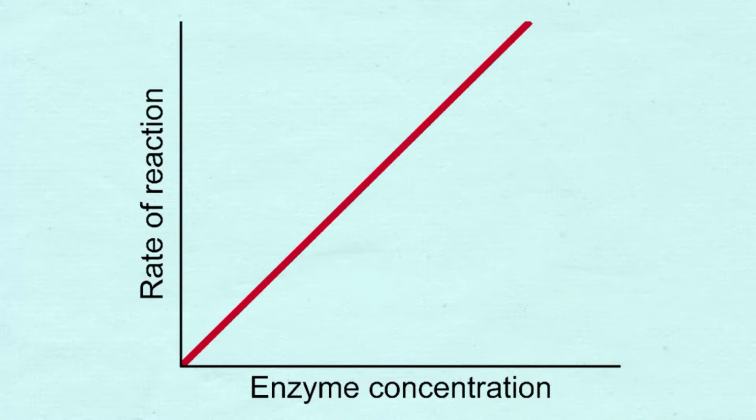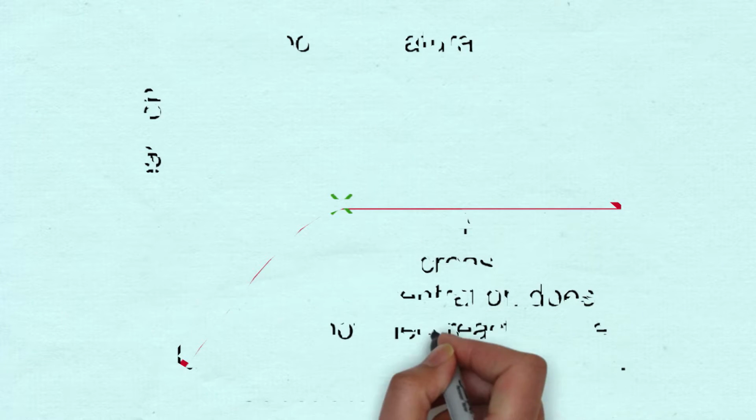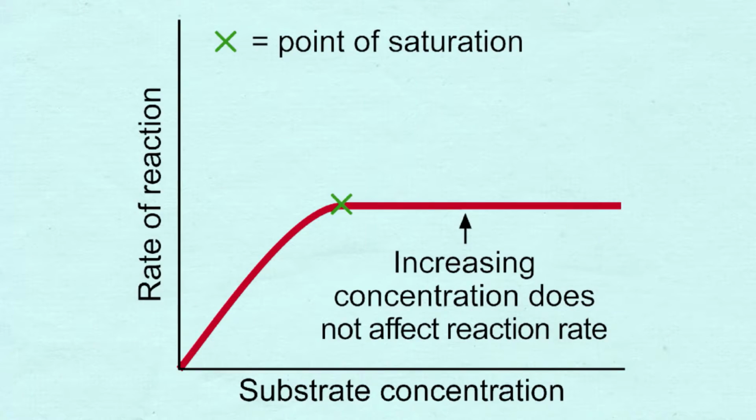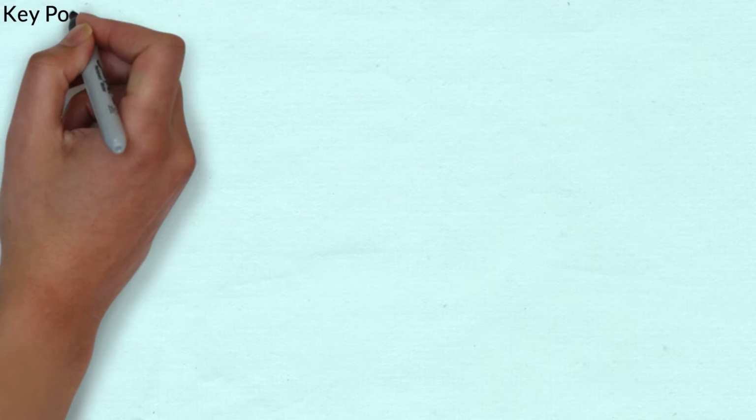The rate will continue to increase until the substrate concentration becomes the limiting factor, meaning there are more enzyme active sites available than the number of substrate molecules. Increasing the substrate concentration also increases the rate of reaction. This is because there are more substrate molecules available, so more enzyme-substrate complexes are formed, leading to a higher rate of reaction. The rate of reaction continues to increase until the enzyme active sites become a limiting factor.